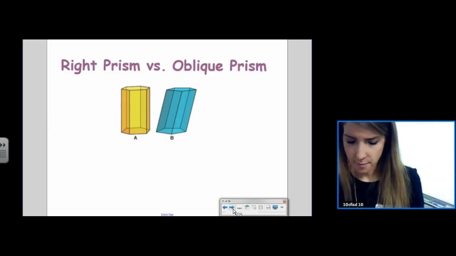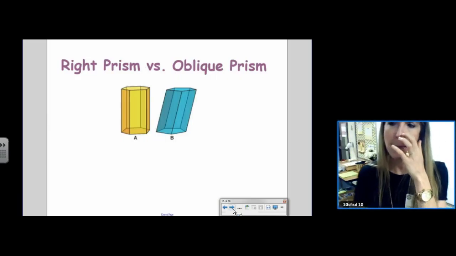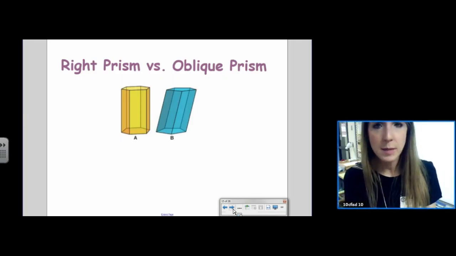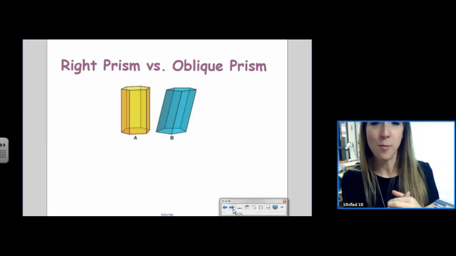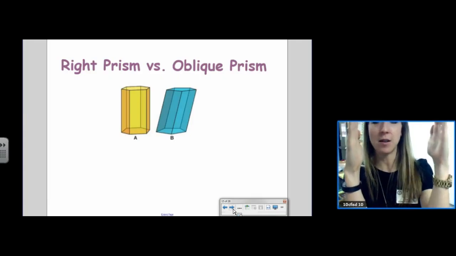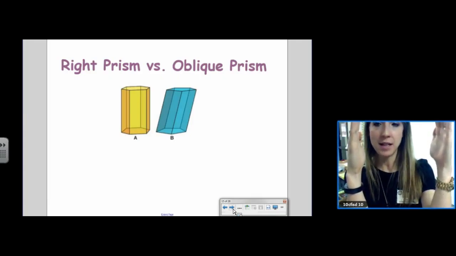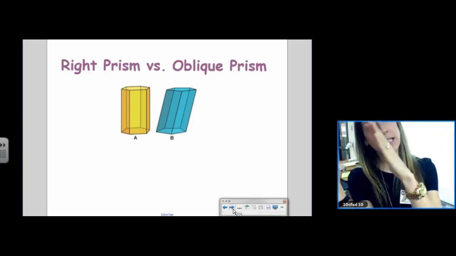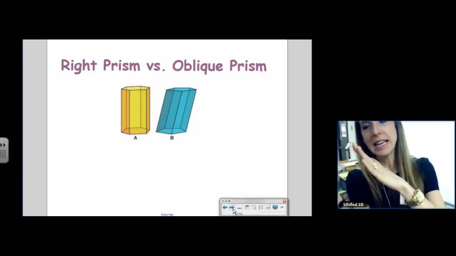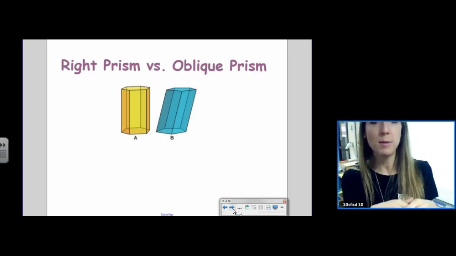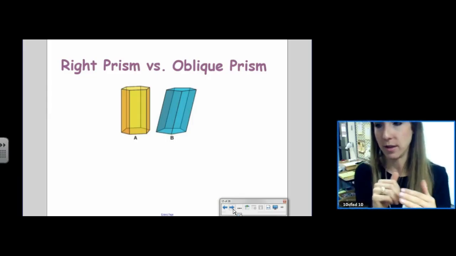Some of our problems, our worksheets might call a prism a right prism. I just wanted you to know what a right prism was. A right prism, of course, is where the sides are perpendicular to the base, whereas an oblique prism is like the Leaning Tower of Pisa, where it's leaning, okay? All of our prisms, we can assume that they are right prisms in our class.